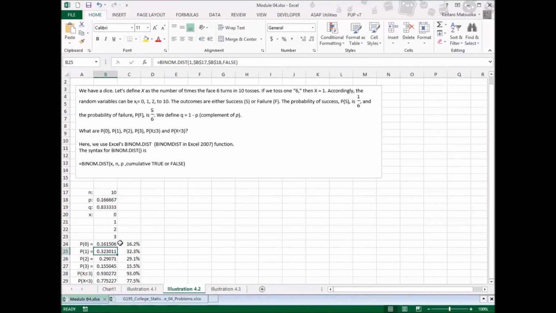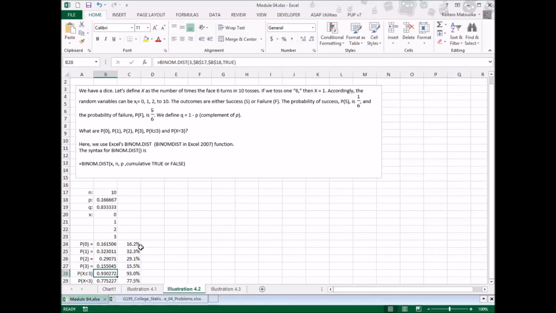Same thing for the p of 1, except that it's 1 here. Everything else is the same. Same for p of 2 and p of 3. To convert the decimal to a fraction or a percentage, you can press this percentage button up here. You don't have to.